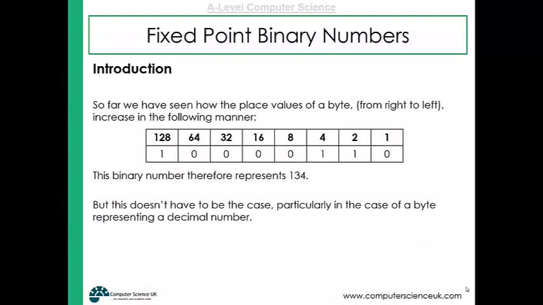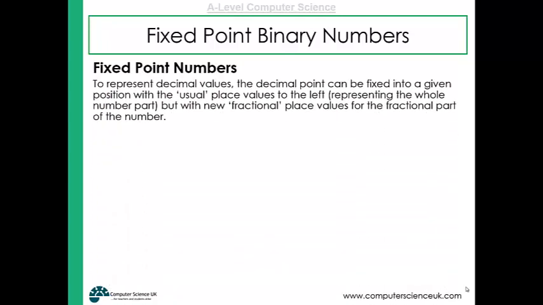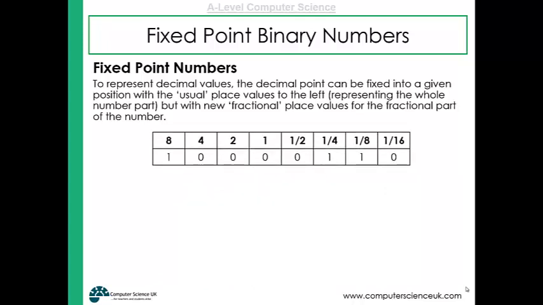But this doesn't have to be the case. Particularly in the case of a byte representing a decimal number, these columns are actually going to hold different values. So to represent decimal values, the decimal point can be fixed into a particular position, and then to the left of the decimal point we can have the usual place values that we've just seen, 1, 2, 4, 8 and so on. But then to the right we use some fractional place values for the fractional part of the number. So here's an example. You've got 8, 4, 2 and 1 on the left hand side to represent the integer, the whole number part, and then on the right hand side we've got fractional parts to represent the fractional part of the number.